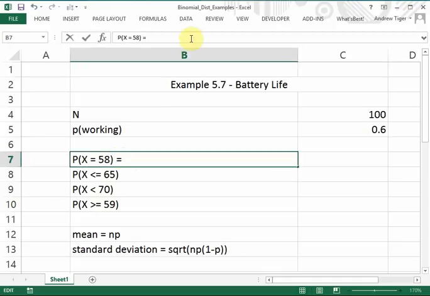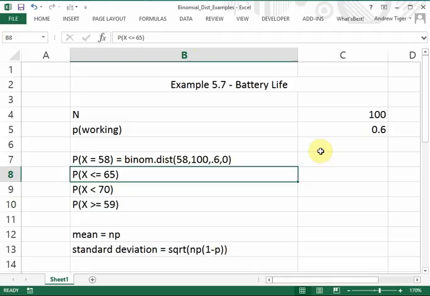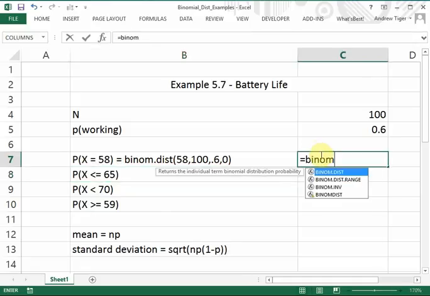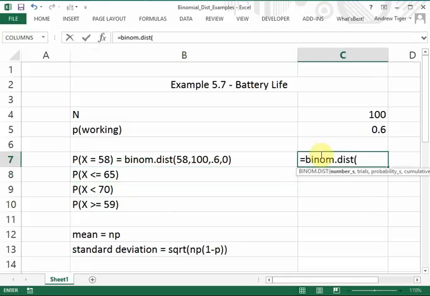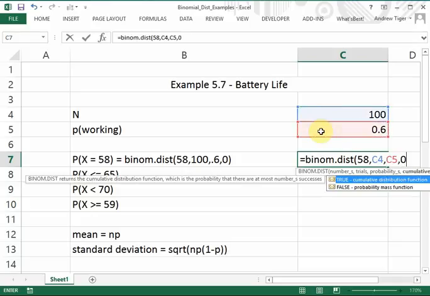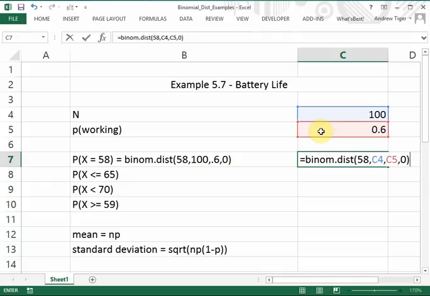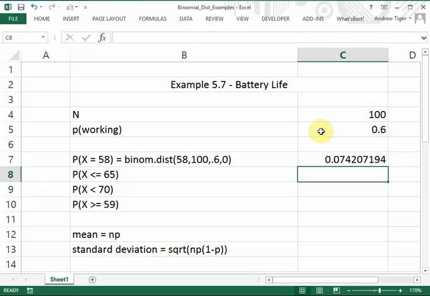The formula that we're going to code up is equal to BINOM.DIST, and you put in 58 out of 100, 0.6, and the last argument is 0 because we're looking for an exact. So here, BINOM.DIST, our 58 out of 100, probability of success is 0.6, and we put a 0 in the last argument because we're looking for an equals, not a cumulative. So it's about 7%.